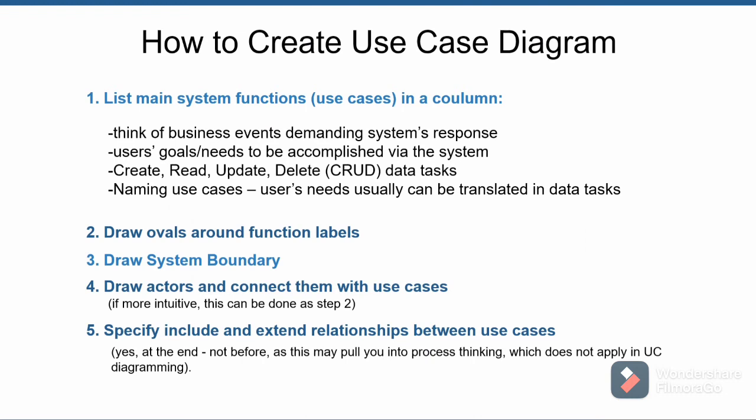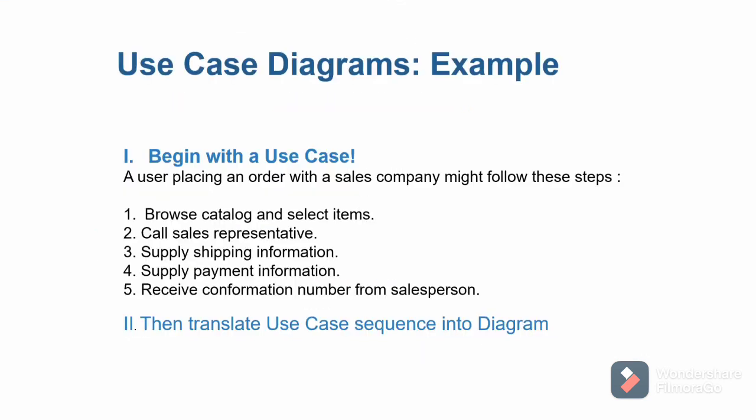How to create use case diagram. Number 1. List main system functions in a column. Think of business events demanding system response. Users' goals or needs to be accomplished via the system. Create, read, update, and delete, or pure data tasks. Naming use cases. Users' needs usually can be translated into data tasks. Next, draw ovals around function labels. Draw system boundary. Draw actors and connect them with use cases. Specify include and extend relationships between use cases.